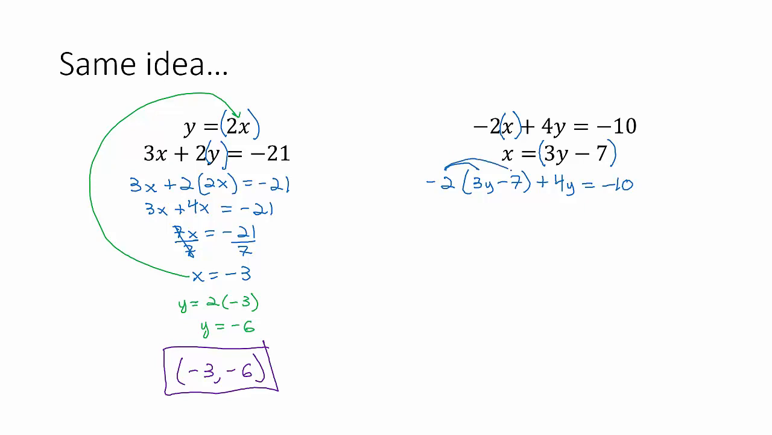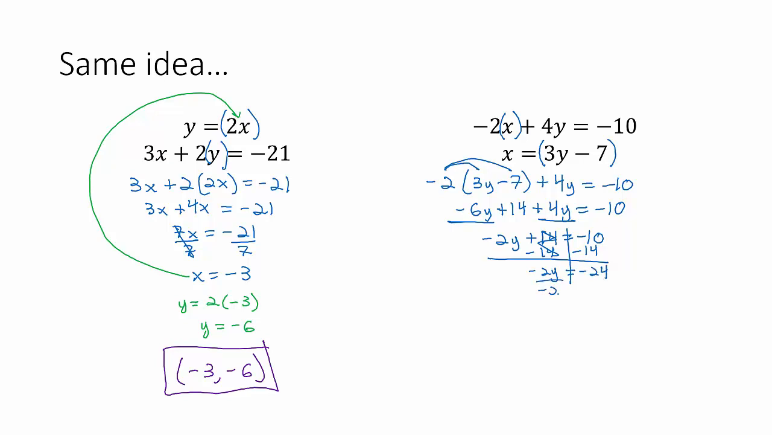Well, we get that negative 2 through the parentheses by distributing. Negative 2 times 3 is negative 6y. Negative 2 times negative 7 is positive 14. Plus 4y equals negative 10. Let's combine our like terms together. Negative 6y and 4y is negative 2y, plus 14 equals negative 10. We can solve this equation balancing on the equal sign by subtracting 14. And negative 2y equals negative 24. Divide by negative 2. Y is equal to 12.